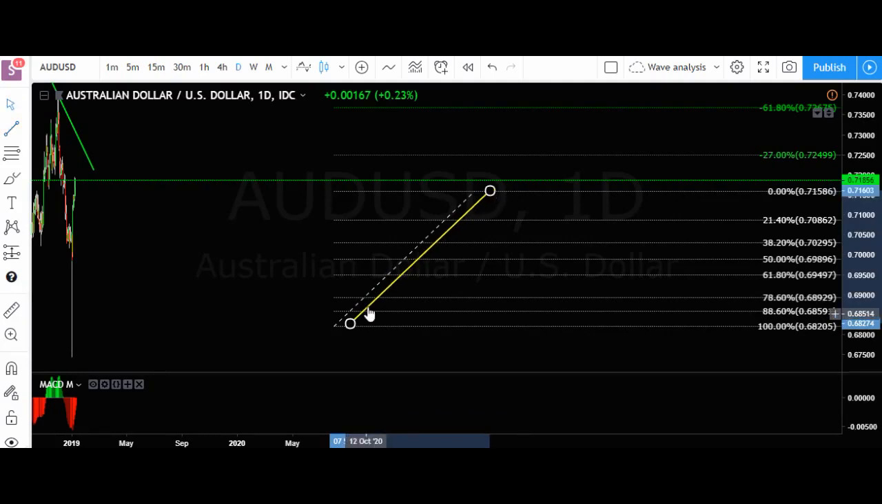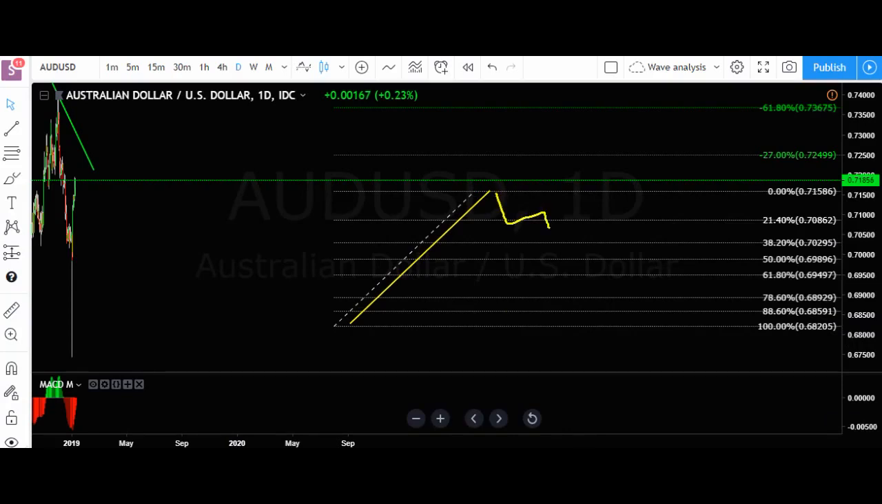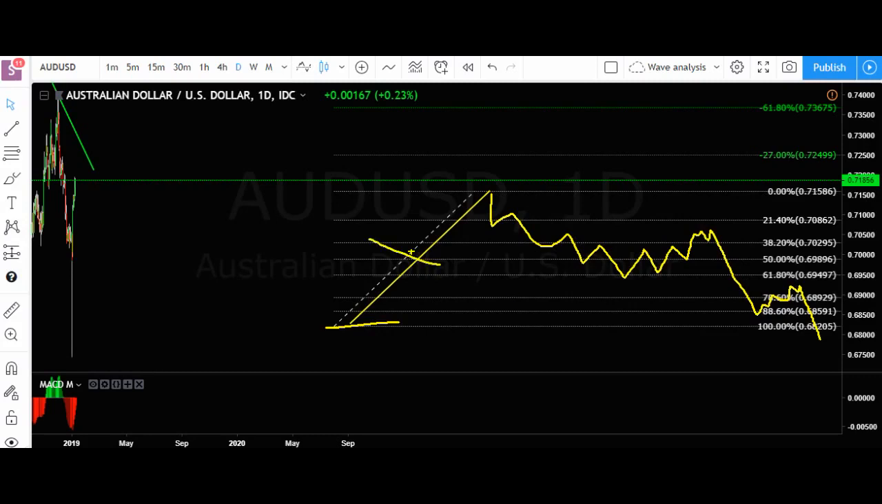Let me just pull a line here. So this is your impulse, and then you started to form the correction, and you're waiting now to trade it to the next 27% extension. But instead you got something that looked like this, and then something like this, and then we actually broke this low. We broke the 100% extension.